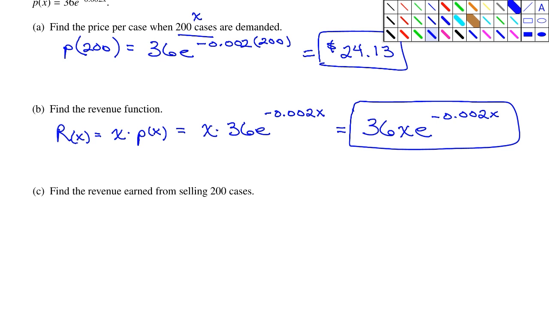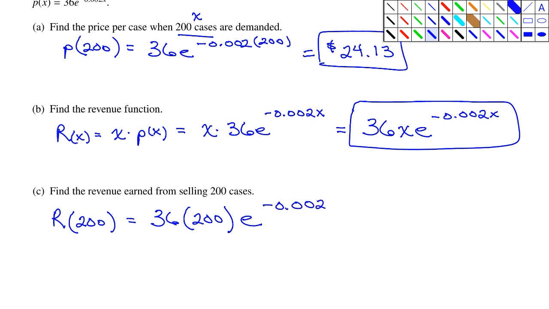And part C, find the revenue earned from selling 200 cases. So we're going to do R of 200, and this is going to be 36 times 200 times e to the negative 0.002 times 200. And if you work that out, you get $4,826.30.